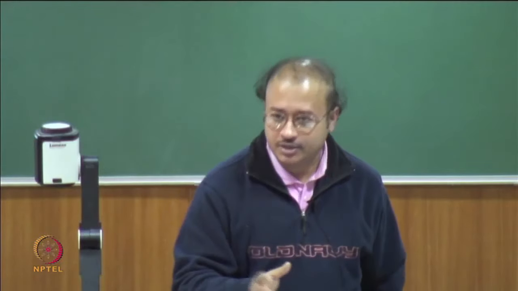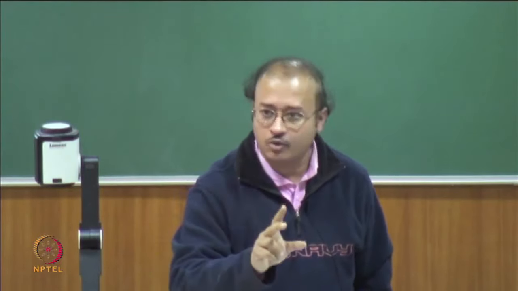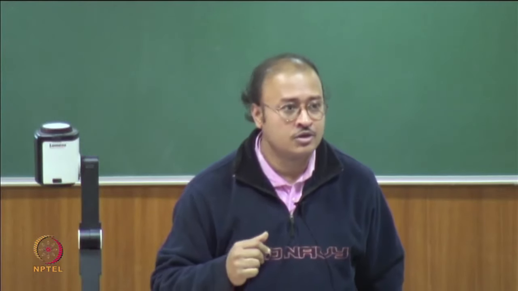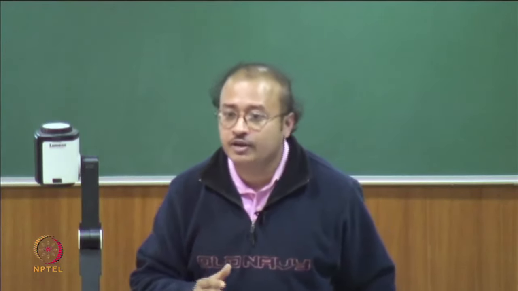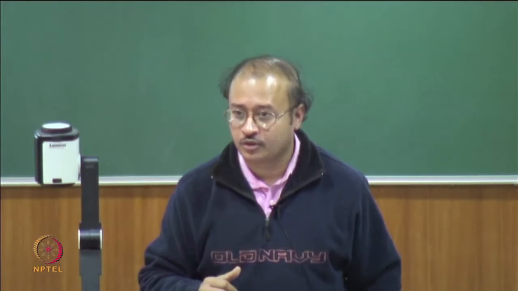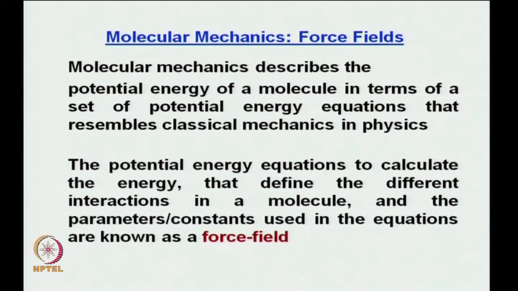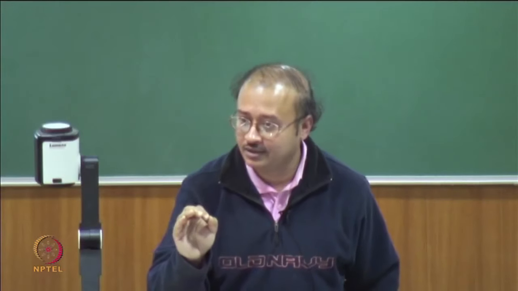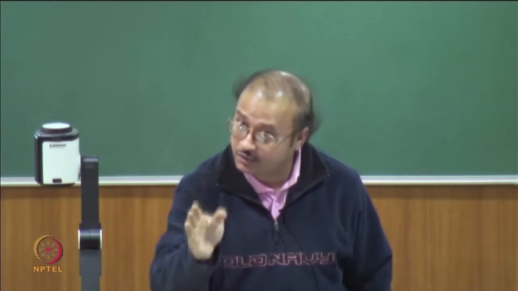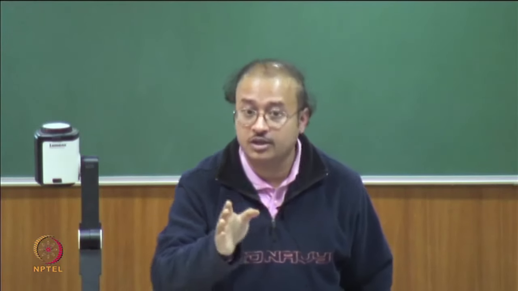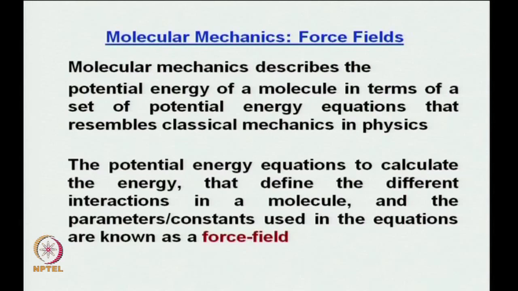Whatever we have looked at up till now is essentially between two species, but there will be many. And this potential of interaction, what are the different things you should consider, and how do you actually calculate it? So, this is done by something known as molecular mechanics. As it says, molecular mechanics describes the potential energy of a molecule in terms of a set of potential energy equations. Now, these potential energy equations we have already seen, right, V of r for many different systems, not all though, but at least you have looked at it from the electrostatic point of view, that resemble classical mechanics in physics. So, that is why it is called molecular mechanics.